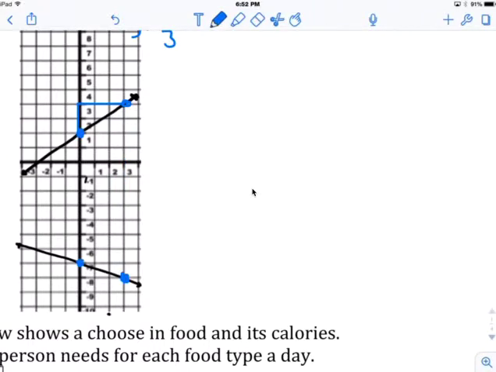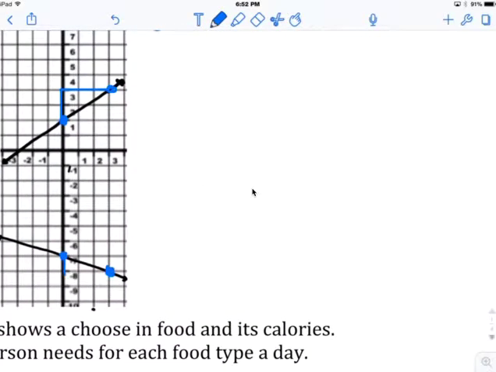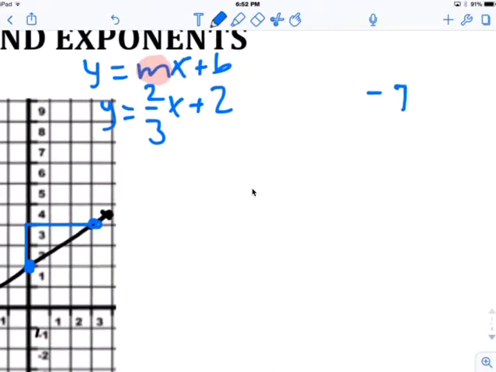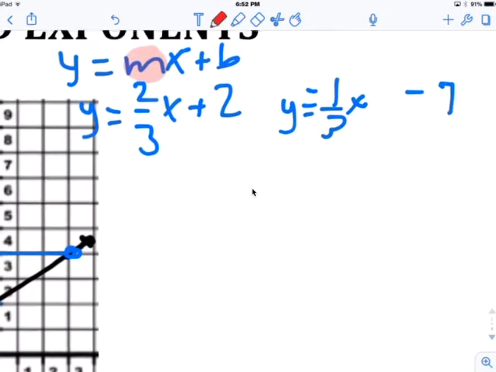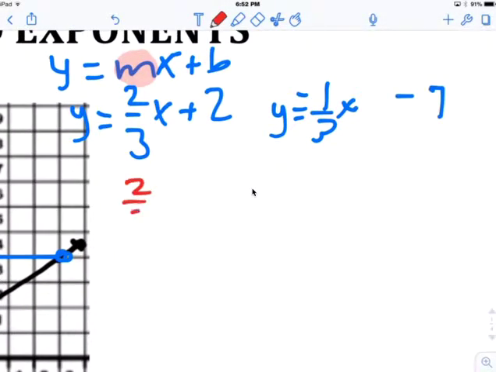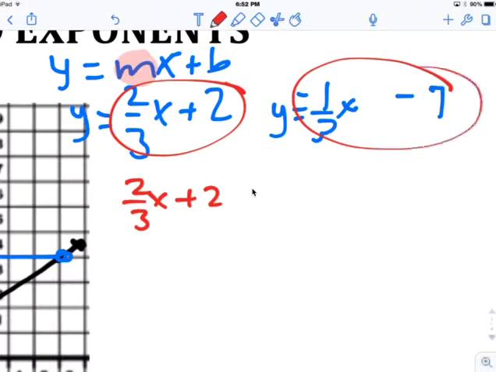So this is going down 1 over 3. Down 1 over 3. Okay, and then we use substitution. That means you make 2 over 3x plus 2, take that, equals to this. Equals negative 1/3 x minus 7.